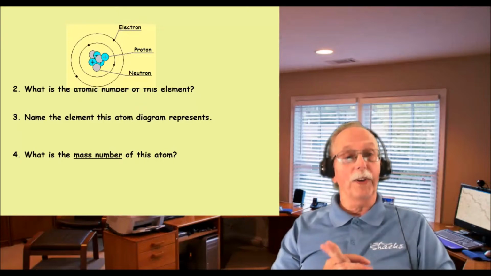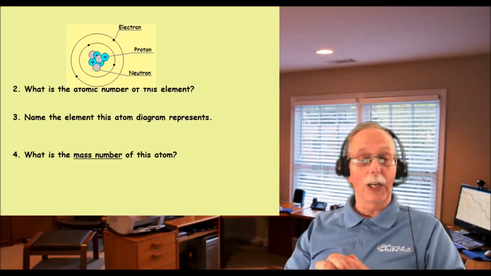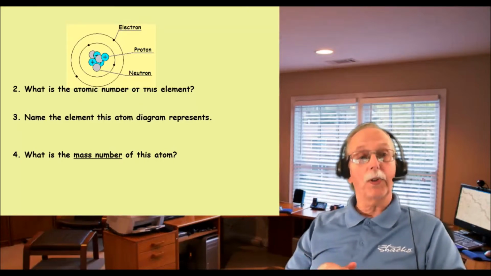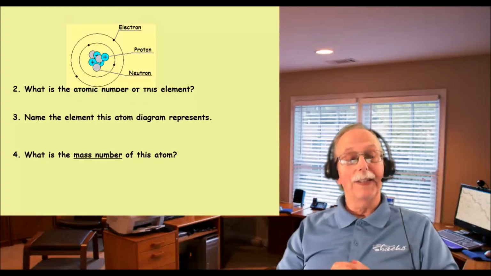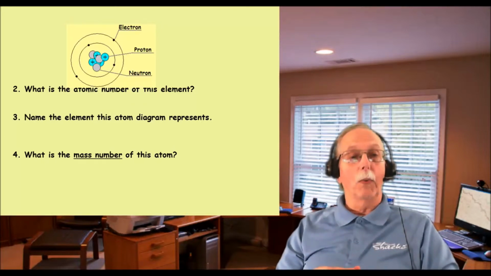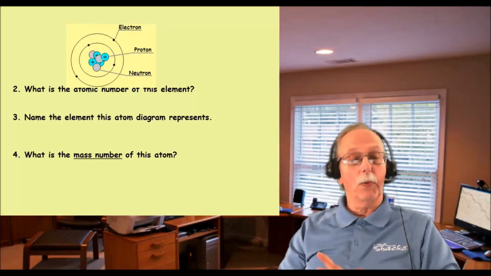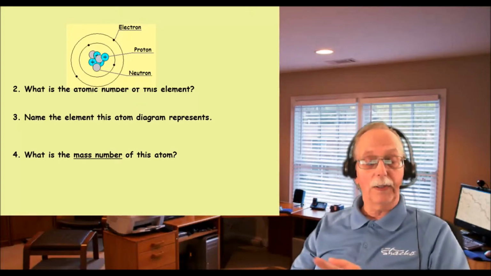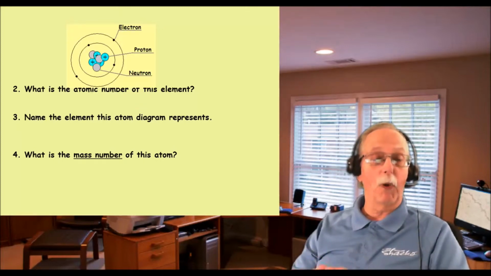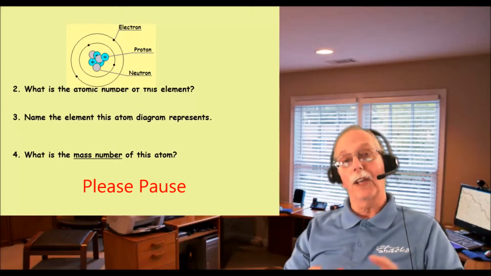Questions 2, 3, and 4 deal with the diagram that you see here. And again, we have an atom. It has protons, neutrons, electrons, energy levels. Well, go ahead and see if you can answer these 3 questions. So pause the video, answer the questions, come back, and we'll go over them. So go ahead, pause the video now.